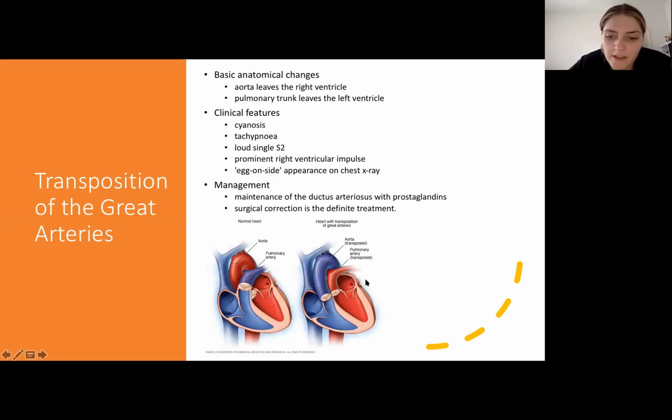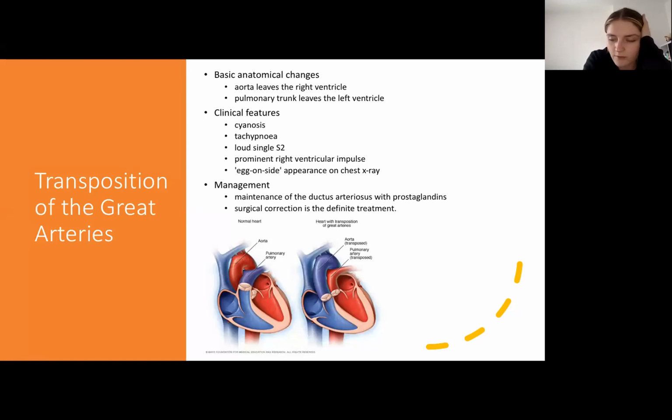This picture, if you really look at it, take some time to understand what it actually means, because it's not something that I think is very well explained, but it's quite easy to visualize. You're seeing the deoxygenated blood just keeps going around their body, and the oxygenated blood just keeps going around their lungs and getting more and more oxygenated. So these kids are cyanosed.